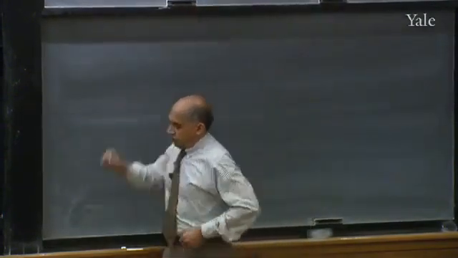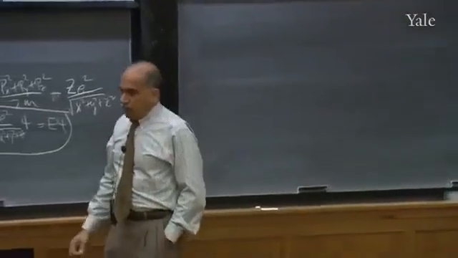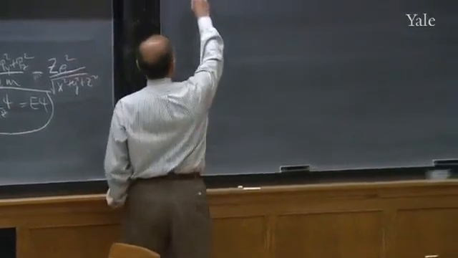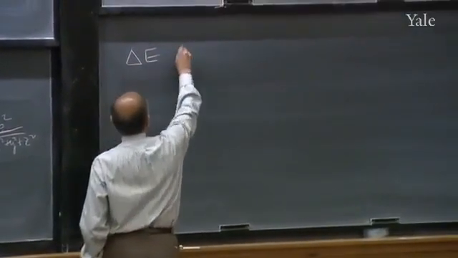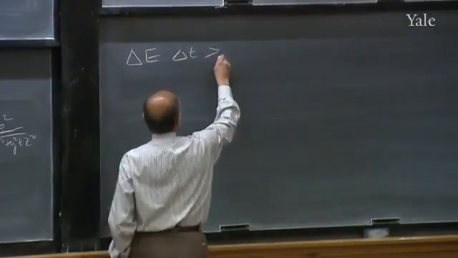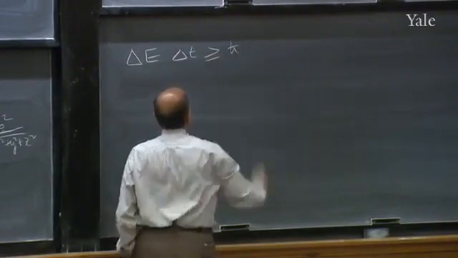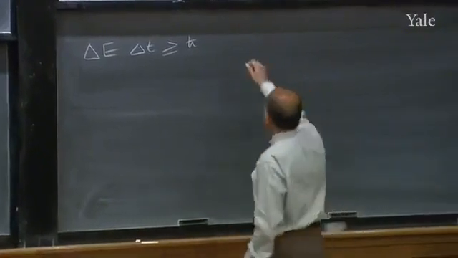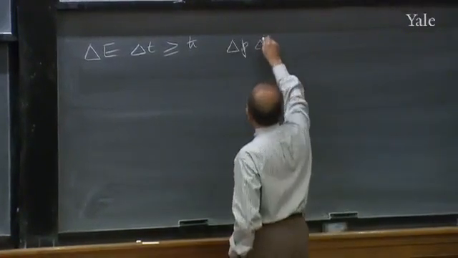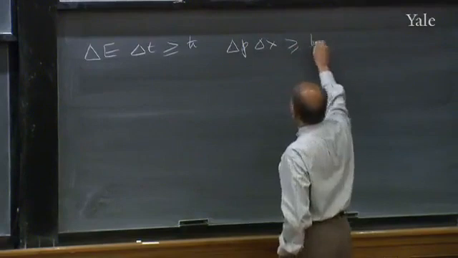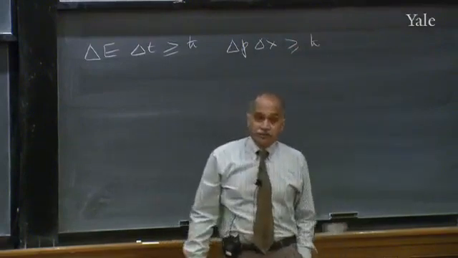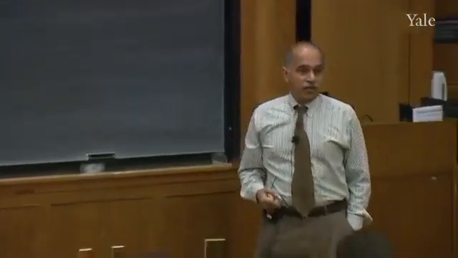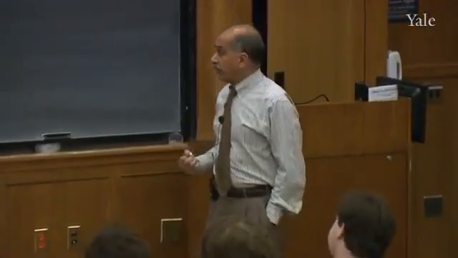Now I'm going to tell you about another uncertainty principle, which takes the following form. It says delta E delta T is roughly greater than or equal to h bar. And I got to tell you what it means. It looks a lot like this one, delta P delta X greater than or equal to h bar, but it's very different in nature. Because X is the position of something, you can try to measure it. P is the momentum of something, you can try to measure it.